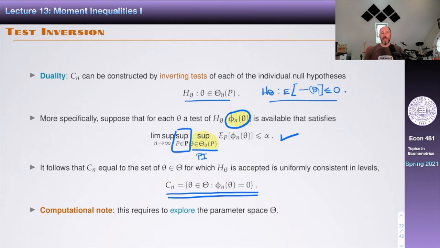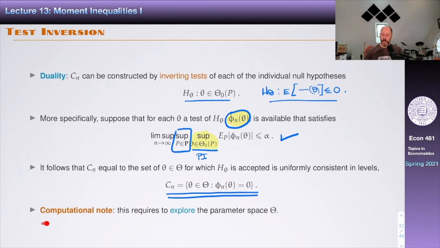Now, if you look at this and you are somebody who is thinking about doing computational work, you will notice that this requires a computationally non-trivial problem, which is you need to be able to test this hypothesis for any value of theta in the parameter space. So if theta is scalar, for example, you can imagine doing some sort of grid search, test it, and collect all the ones that are not rejected. If theta is two-dimensional, then you can imagine doing something like this as well. Now, if theta has dimension 10, and I'm not going crazy, I'm just saying 10, this problem becomes actually complicated. And so it is an issue.